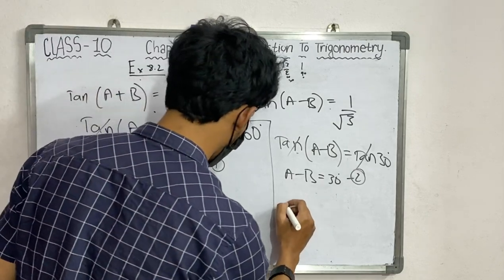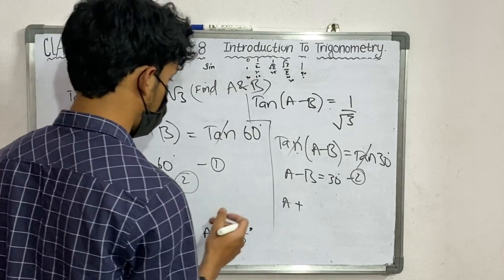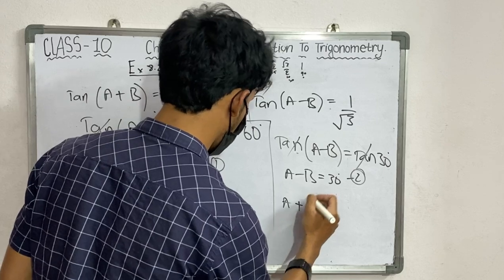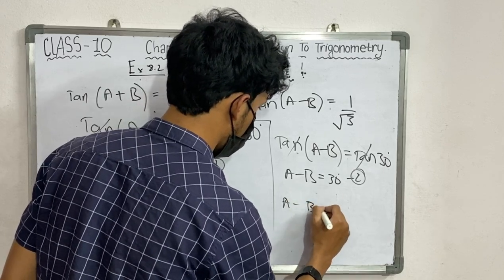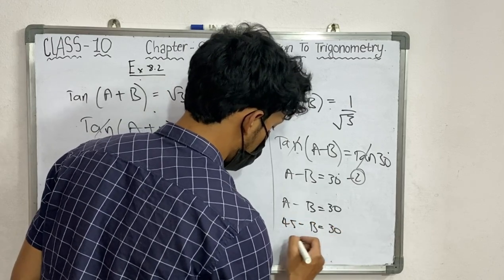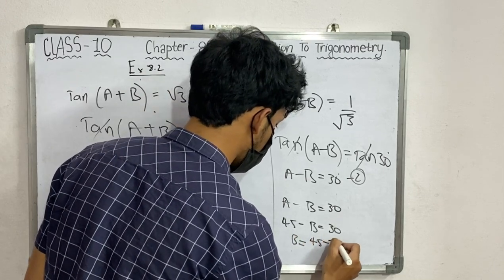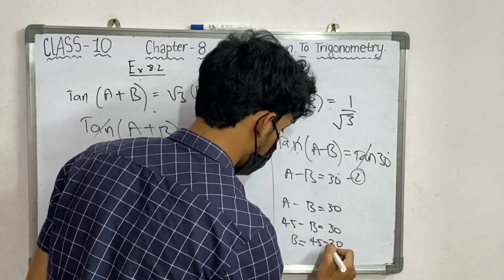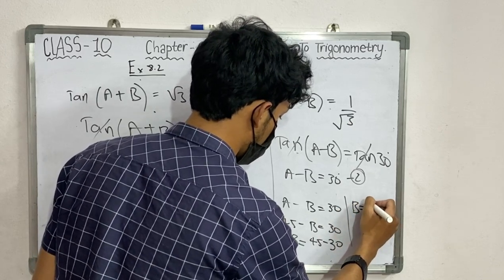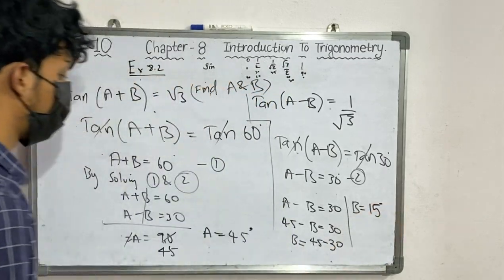Now we need to find angle B. Again we need to substitute the A value in the first or second equation. So we use the first equation, or we use the second equation. A minus B is equal to 30. A is equal to 45, so 45 minus B is equal to 30, and B is equal to 45 minus 30, and we get the final value as B is equal to 15. So we got the values of A and B.